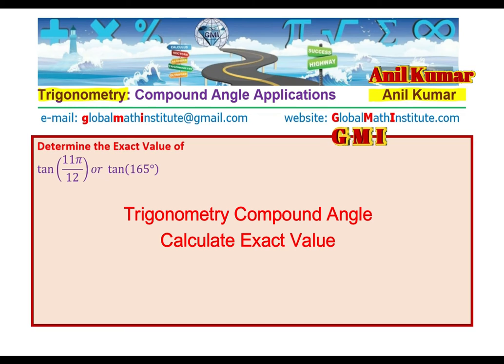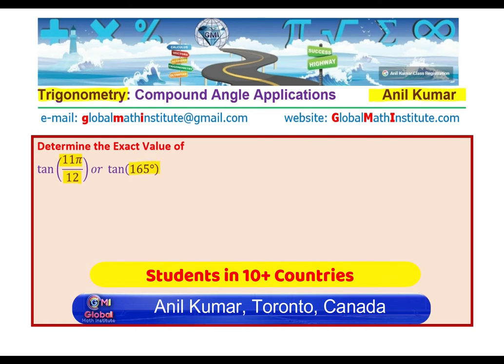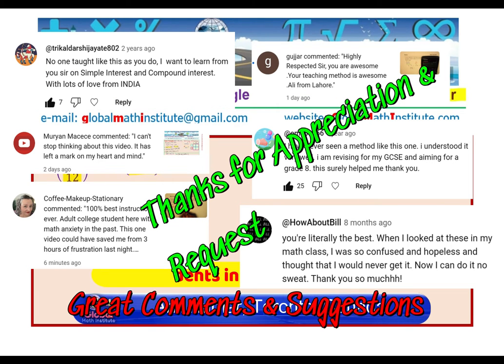We'll calculate the exact value of tan 11 pi by 12 in radians, or if you write it in degrees, it will be, as you know, tan of 165 degrees.